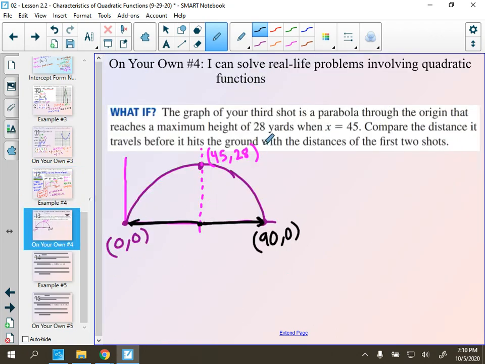All right, so just a different look. The way the information was presented was slightly different. It gave us the max height. Didn't give us this x-intercept over here, but we were able to figure it out.